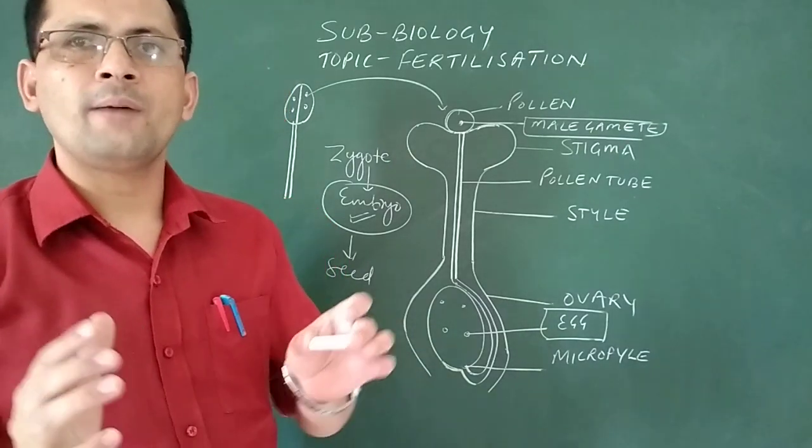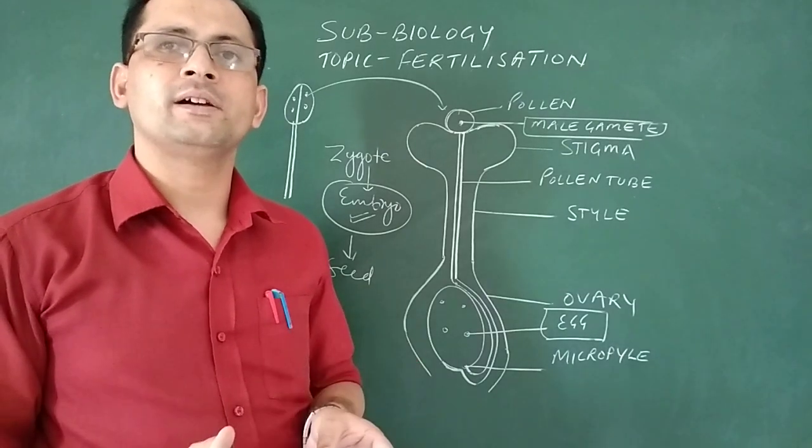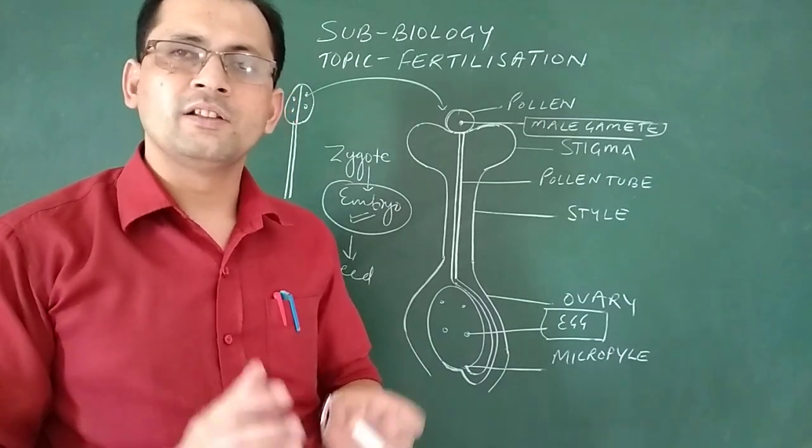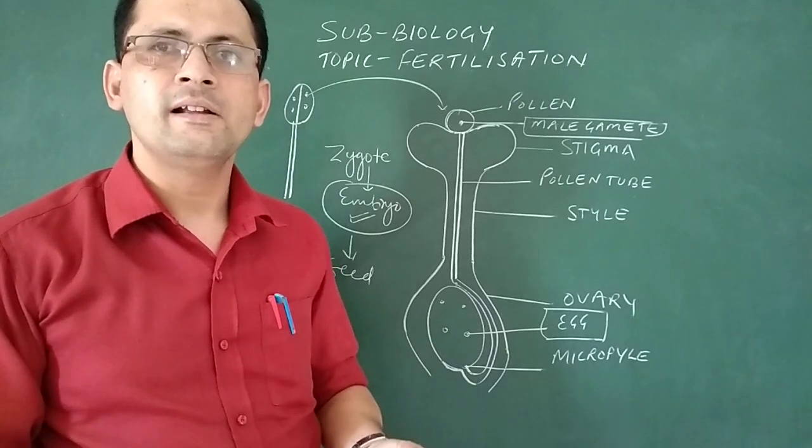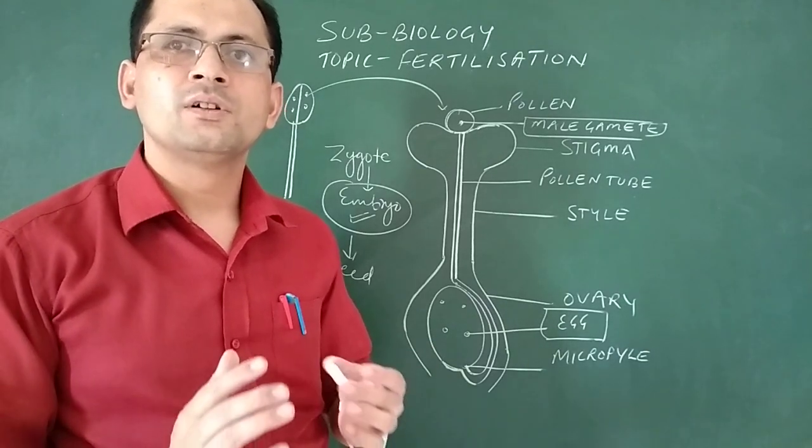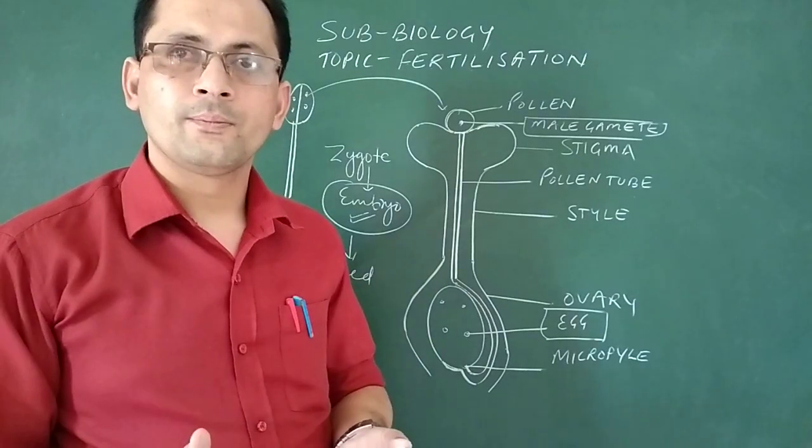Okay, so what you have to remember, beta, what is the important point here? After fertilization, the ovule changes into seed, and the ovary becomes fruit.